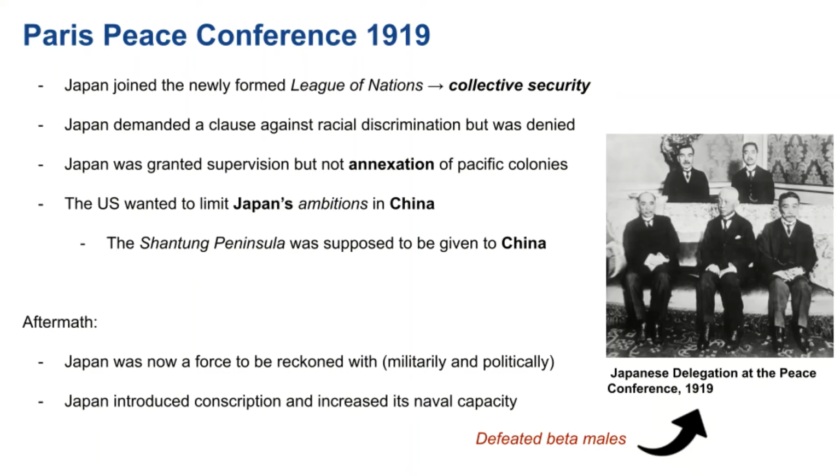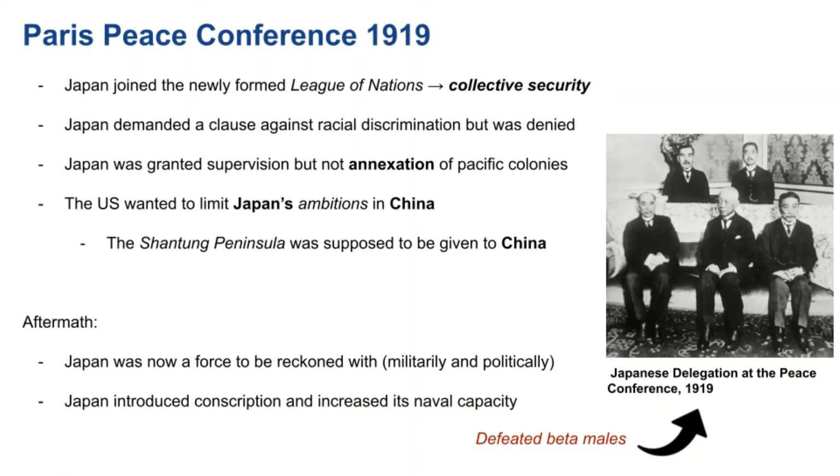Japan also demands a clause against racial discrimination, but is denied this by the Western powers, who still don't see them as equals, and Japan is granted supervision but not direct annexation of Pacific colonies. The US also wants to limit Japan's ambitions in China specifically, and this can be seen with the Shantung Peninsula, which was supposed to be given to China.